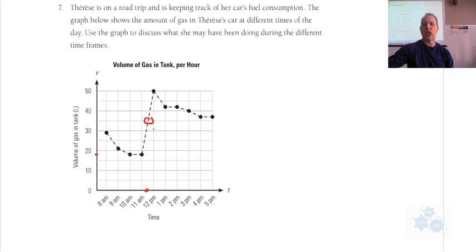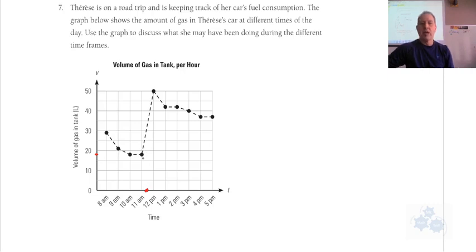Well, if she started filling up her tank at 11 a.m. and took an hour to fill up her tank until exactly 12 p.m., then yes. But that's not probably reasonable, right? So in here, this is kind of the lost time between 11 and 12. So check this out. It only takes 5 minutes to fill up your tank.